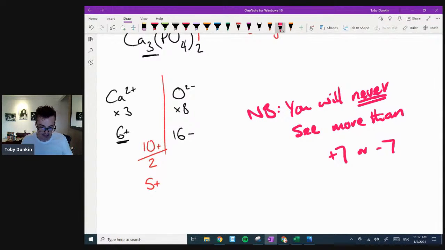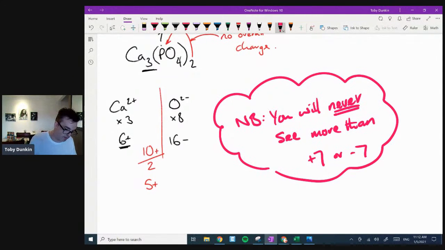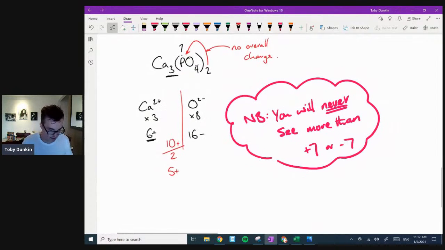So, the reason why this nota bene is really handy is because of the plus 10. When I hit plus 10, students will forget to divide by 2. Well, if you have in your head, I can't have more than plus 7, so what's going on here? It'll act as a white flag reminding you, oh, hang on a sec, if I'm above plus 7, I probably need to divide it by something. How many are there? It's a really useful fact to know.